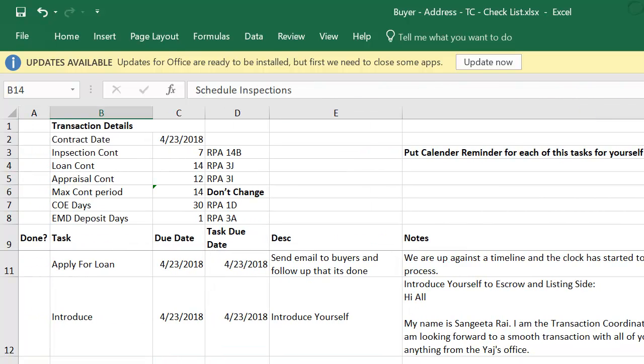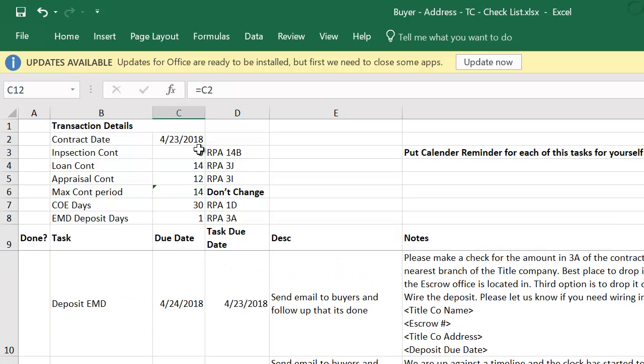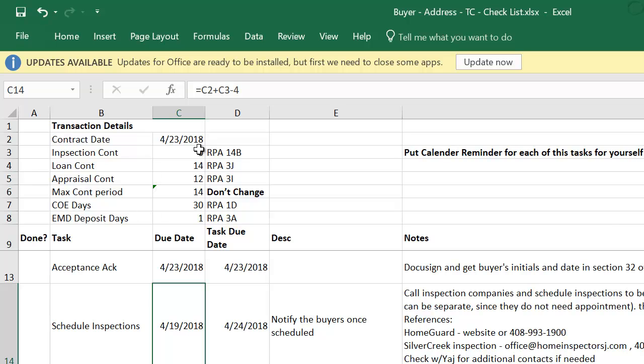Similarly, the next task is schedule inspections. So in this case, we have said that there are inspection contingencies, and therefore it is calculating the date and saying that by this date we should have the inspections done, and by this date we should make sure that we have scheduled and called and those kinds of things. So this is what it's saying. Now, if this were 0, I just am curious to see what it does. It still calculates some date and tells you that by this day you need to schedule inspections, but if it is 0, we don't need to do any inspections.